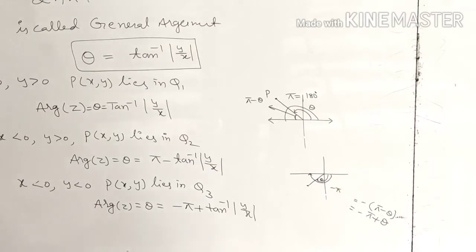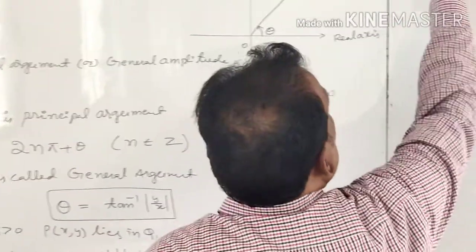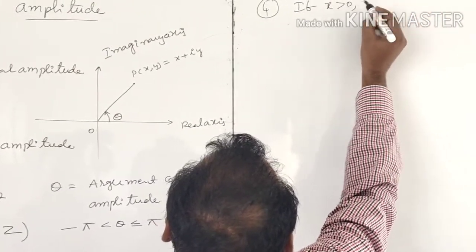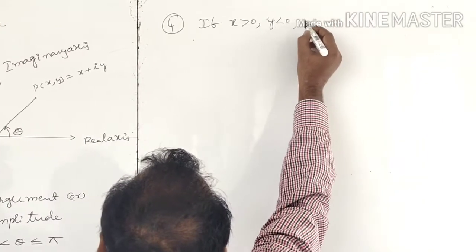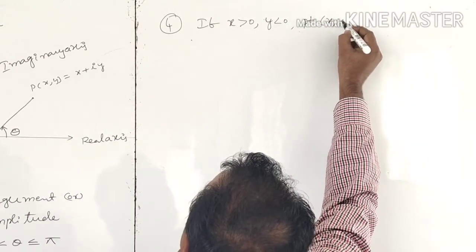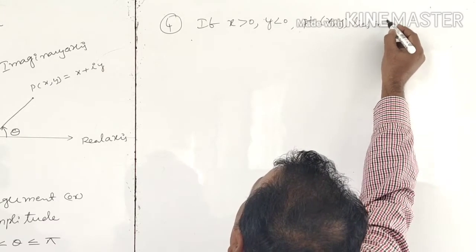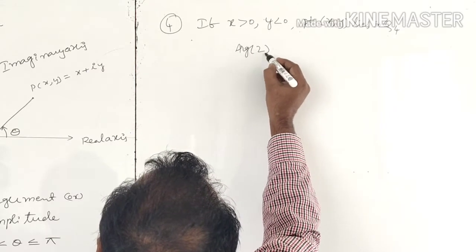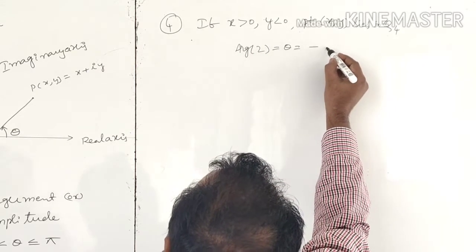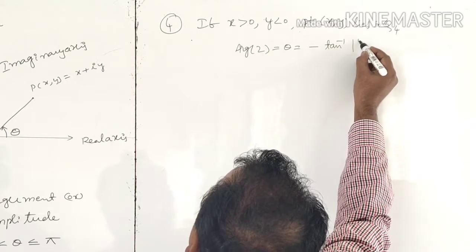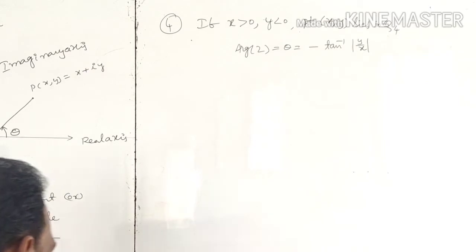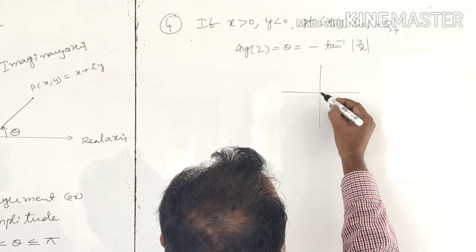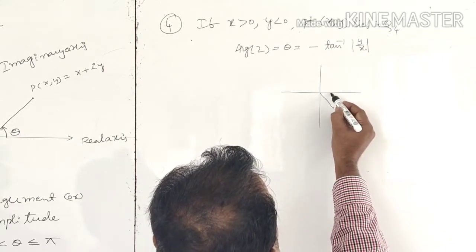If it is in the fourth quadrant, we will write straight away: if x is greater than 0 and y is less than 0, the point (x, y) lies in quadrant 4. Then the argument of z, which we denoted as theta, is equal to minus of tan inverse mod of y by x. Fourth quadrant means you can see the diagram, the point lies here, correct or not? So this angle we need.